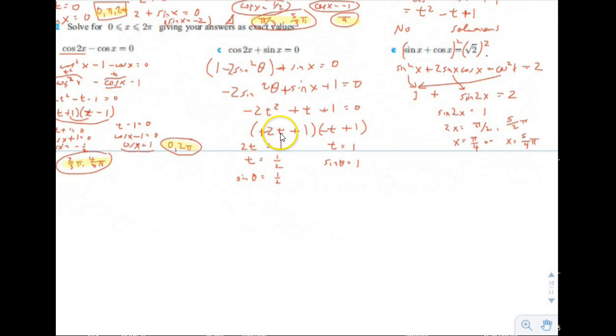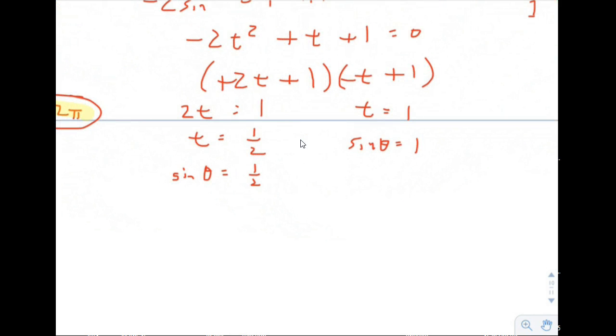So the left side, if you set that equal to 0, you're going to get 2t equals negative 1, right? Now I did 2 algebra steps in one, and you can see where that got me. I made a mistake. So t is equal to negative 1/2, so the sine of theta is equal to negative 1/2. What are the solutions for theta for negative 1/2?